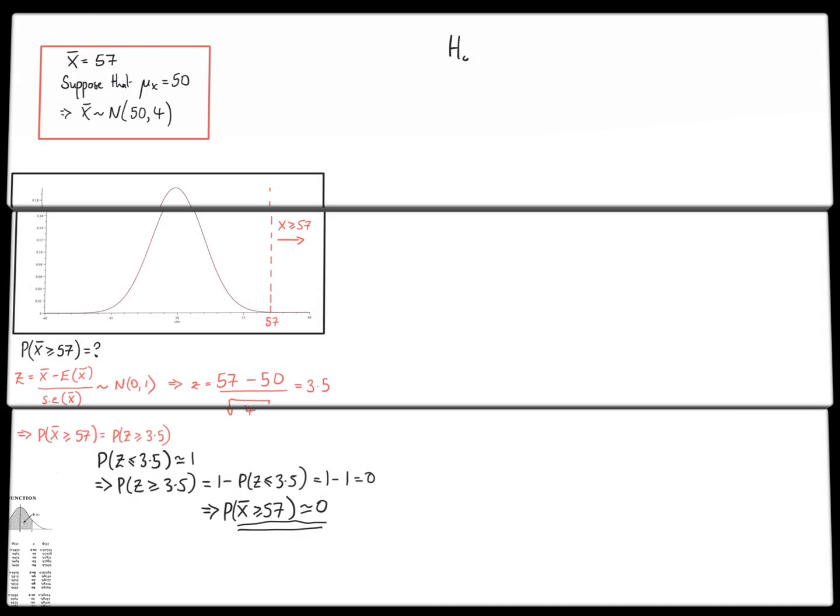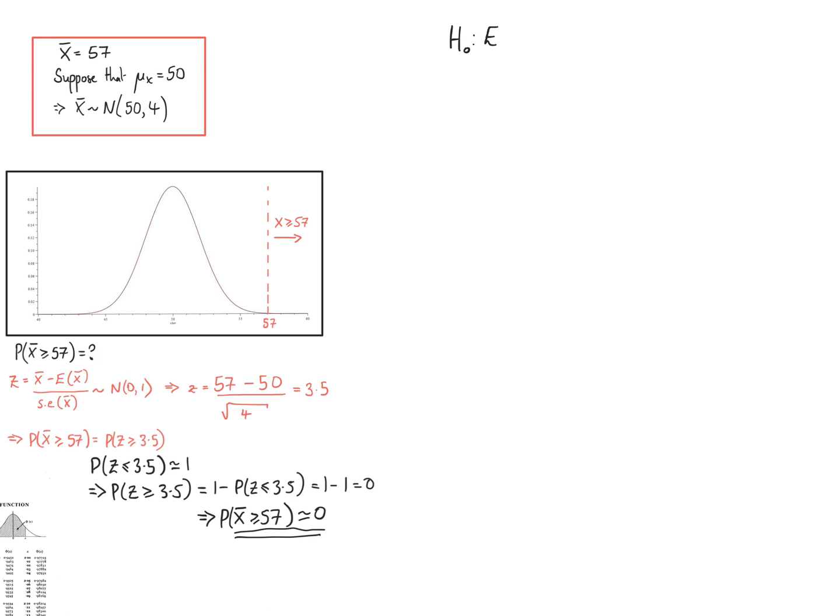In the final part of this question, we need to formally test the null hypothesis that the true expected value is equal to 50. So we specify our null hypothesis, our H0, that E of x is equal to 50, against the alternative hypothesis HA, that the expected value of x is not equal to 50.